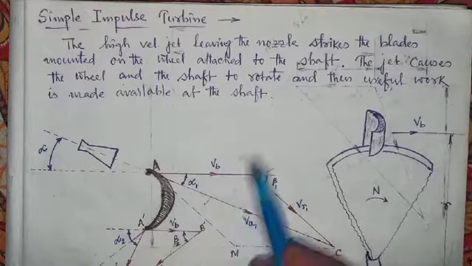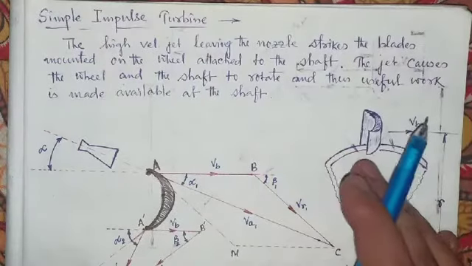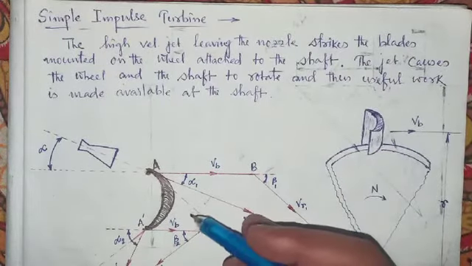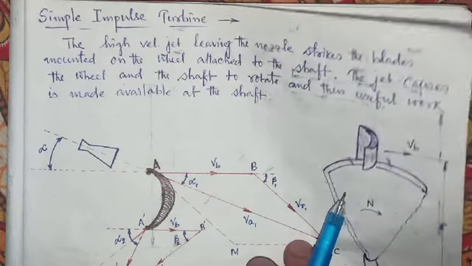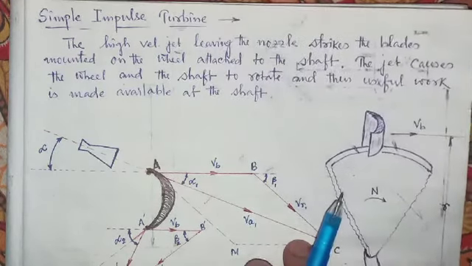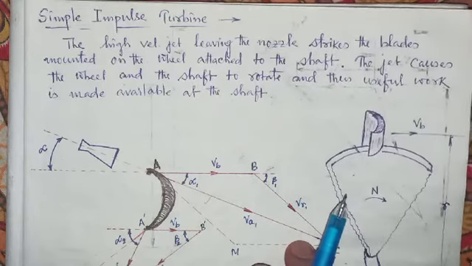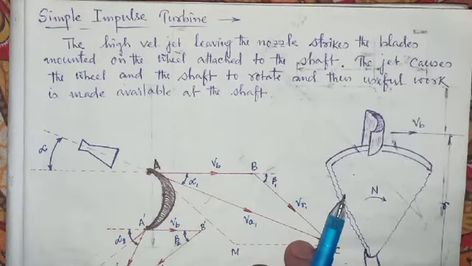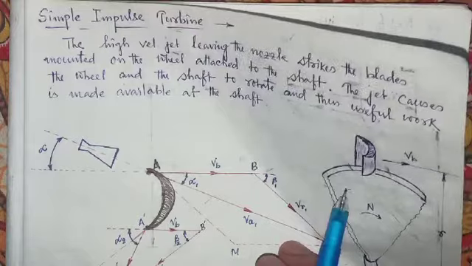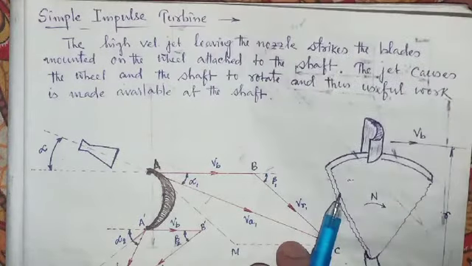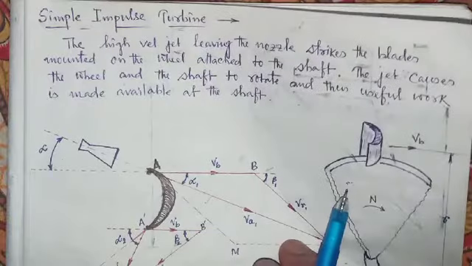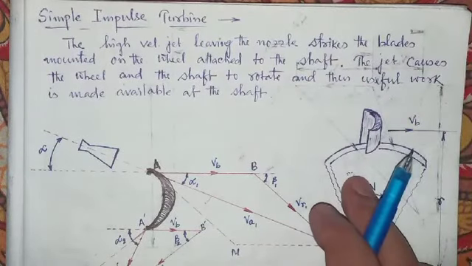So this is the velocity diagram of an impulse turbine. Basically it will be more precise if I say these are the velocity triangles for an impulse turbine. You need to know very well how the velocity triangles form.